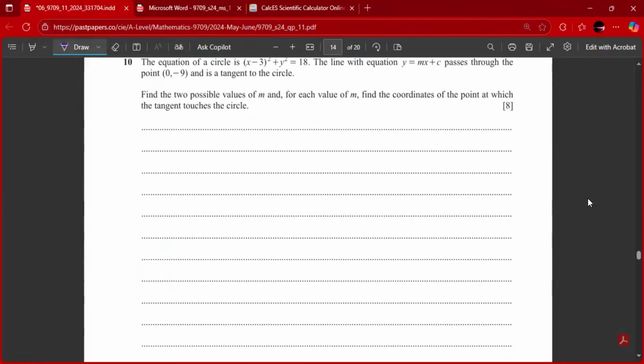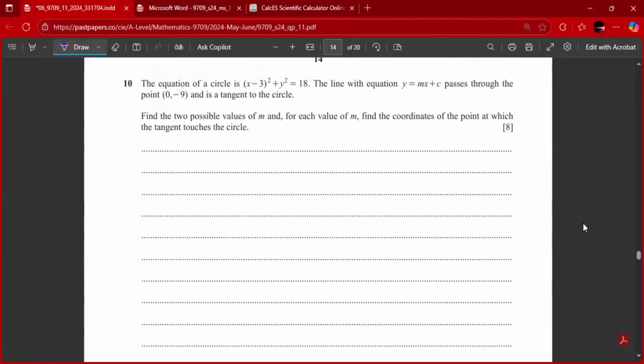Question number 10. An equation of a circle. I don't want to do this question. I hate circles. Okay, now where were we? Oh, so many things we have to find and so many things we have to do. Okay, let's just do one thing first. Let's sit straight. Okay, now let's start.